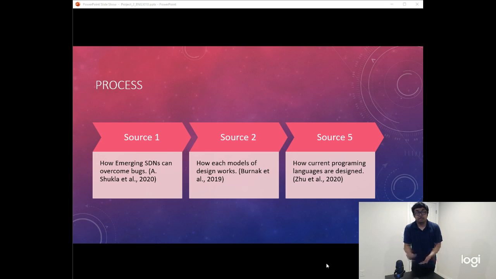In reality, the bottom-up is easier to implement, but sources 1 and 5 show that the top-down model, which SDNs or software-defined networks are based off of, can overcome many things such as bugs and virtualization. On top of that, it also is how current programming languages such as Python and C++ are designed.